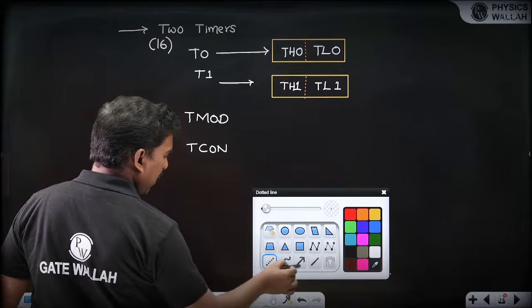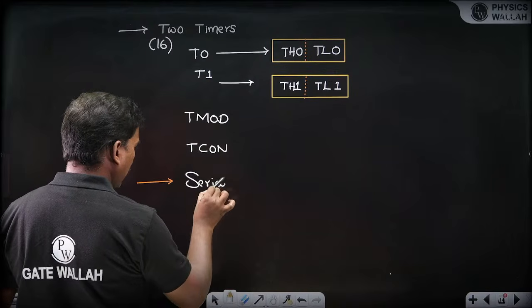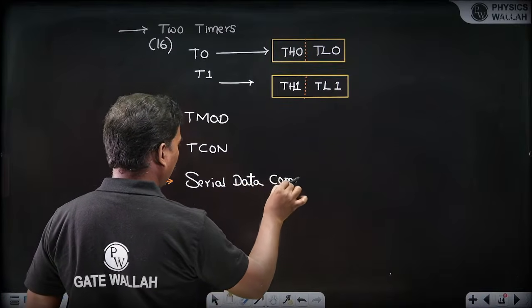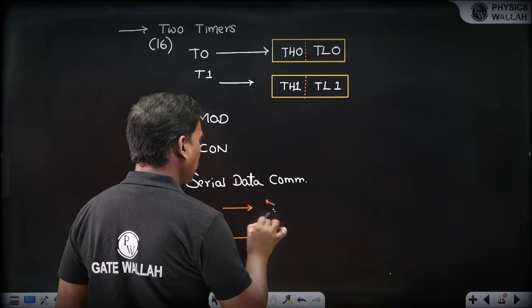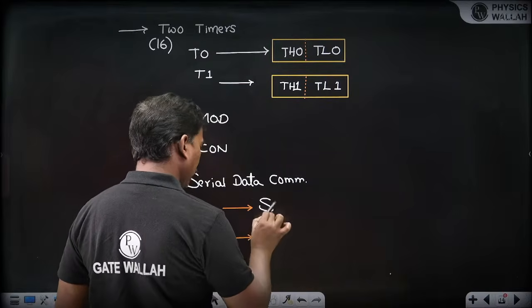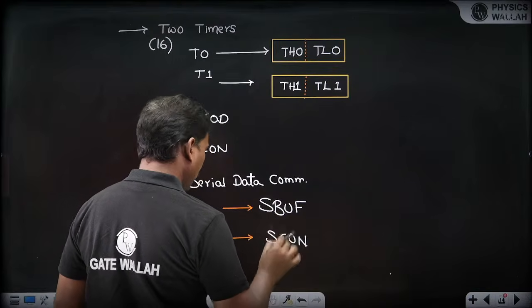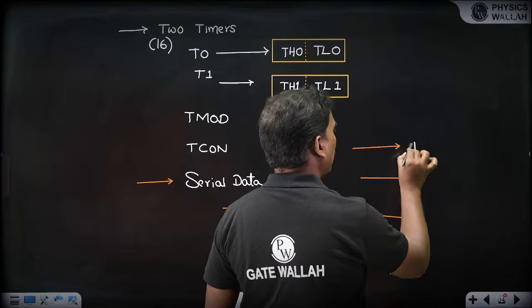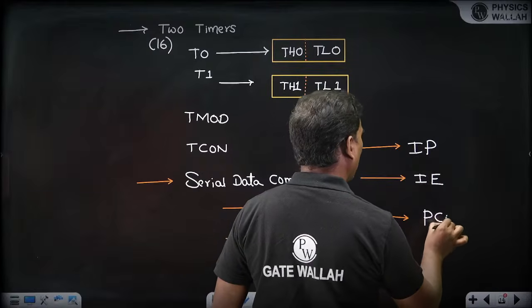Next, to perform the serial data communication, we're having two registers. One is the SBUF, serial buffer, and serial control. And related to interrupts, we're having interrupt priority and interrupt enable, and we're having the program control registers.